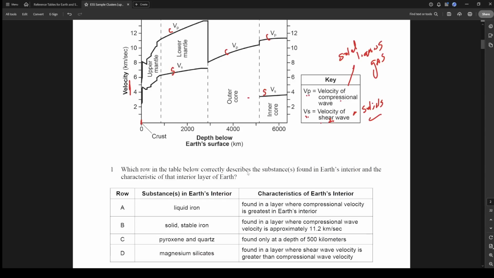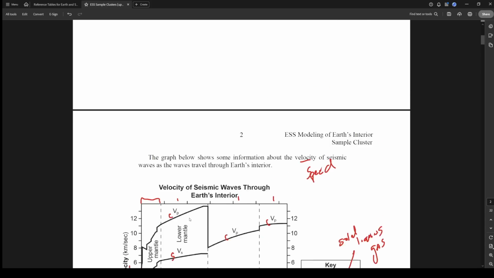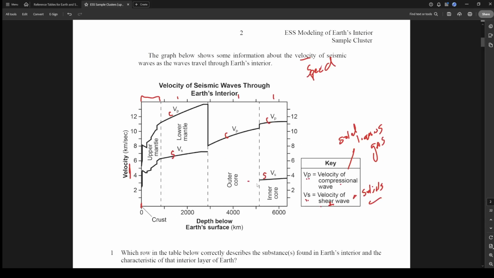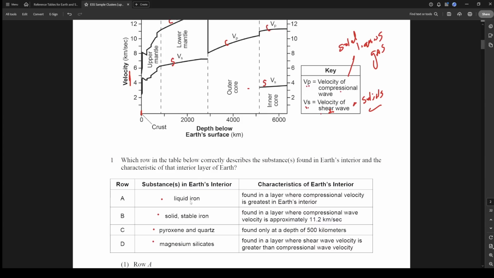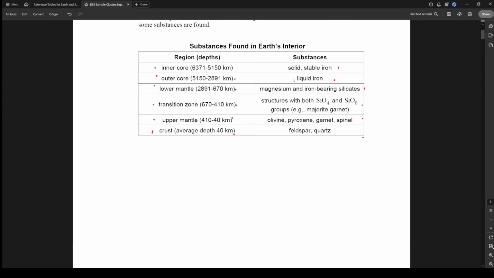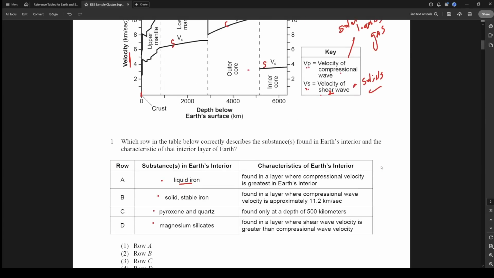So let's see what this says. Which row in the table below correctly describes the substances found in the interior and the characteristic of that interior layer of the Earth? So it wants us to use both of these charts to figure this out. So what I'm going to do is label which substances are which layer. I'm going to say, okay, liquid iron, right? I'm going to go up to this chart and find it. There's liquid iron. So I know that since there's liquid iron, I'm referring to the outer core. So I'm going to come down here and write outer core. So now I know that that's what A is talking about. I'm going to do this for all four.